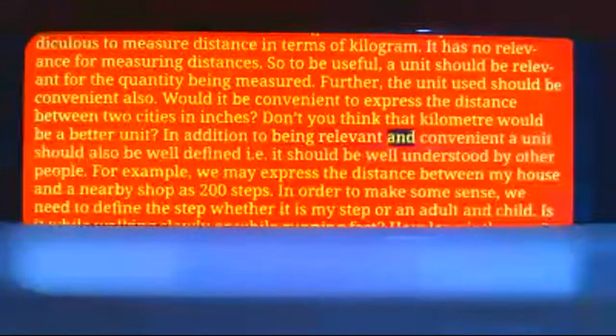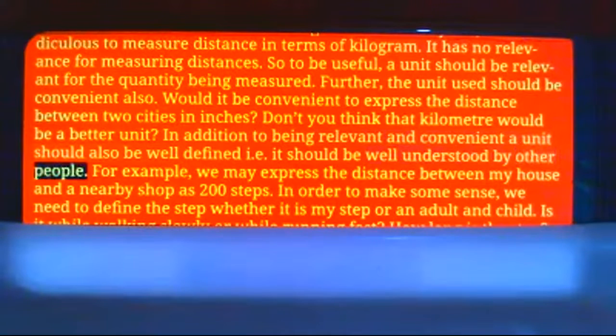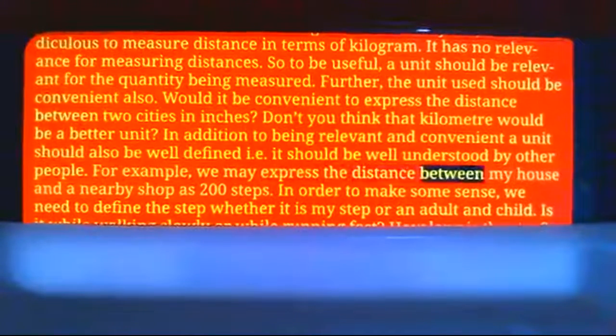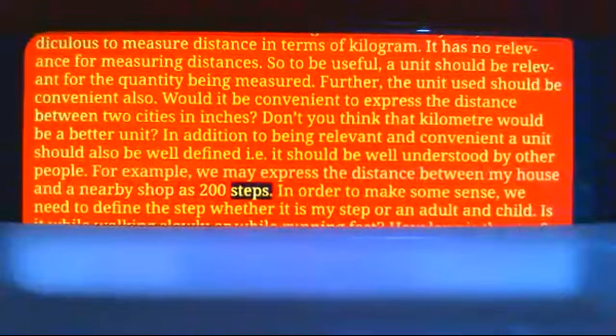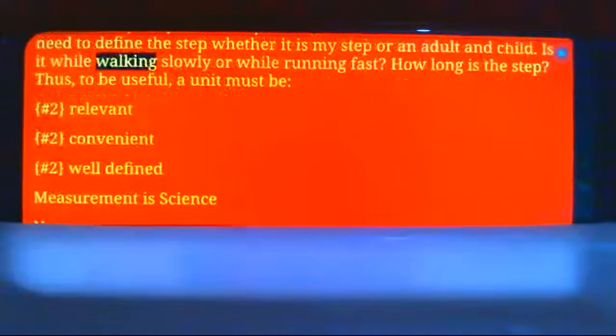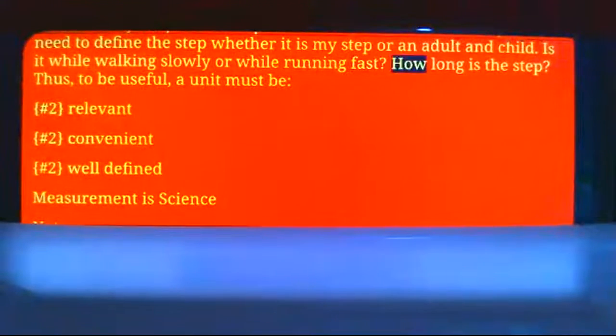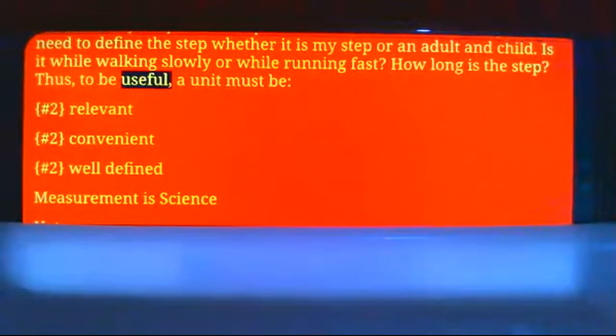In addition to being relevant and convenient, a unit should also be well defined, i.e., it should be well understood by other people. For example, I express the distance between my house and a nearby shop as 200 steps. In order to make some sense, we need to define the step, whether it is my step or an adult's and child's. Is it while walking slowly or while running fast? How long is the step? Thus, to be useful, a unit must be number 1, relevant. Number 2, convenient. Number 3, well defined.